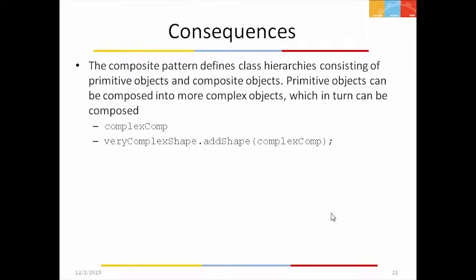So what are the consequences? The composite pattern defines the class hierarchy or containment hierarchy. Of course it creates an inheritance hierarchy, like primitive objects and composite objects, that creates an inheritance hierarchy. And as I have explained earlier, primitive objects can be used to form more complex objects, but it also contains a containment hierarchy, like a very complex shape contains a complex component. A complex component contains a button.